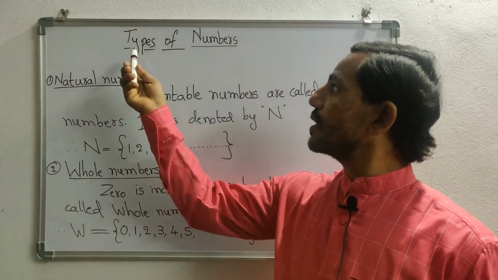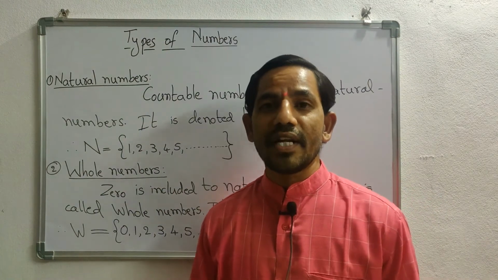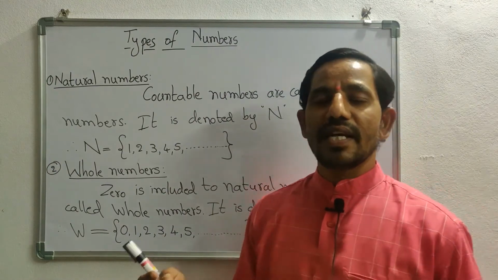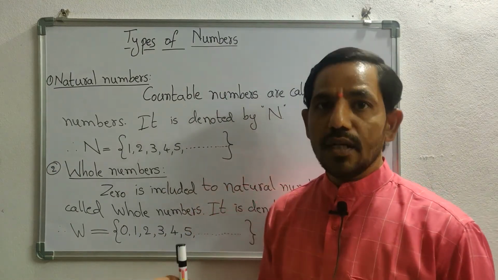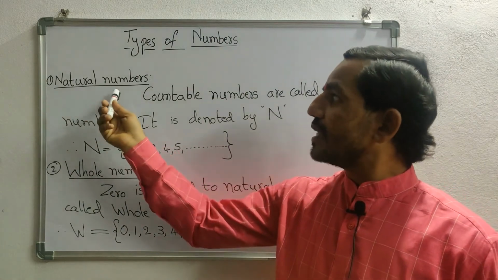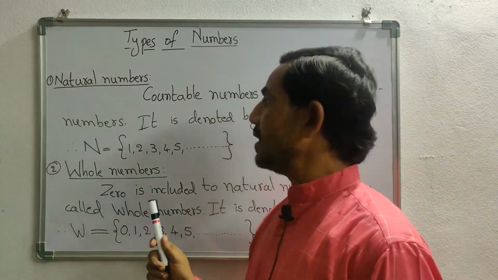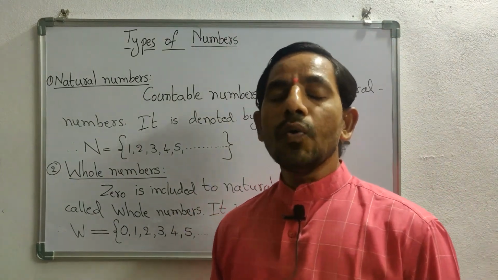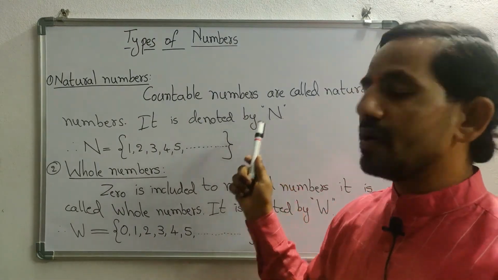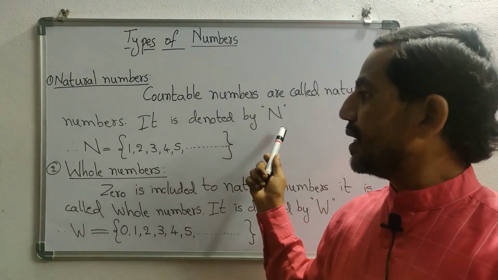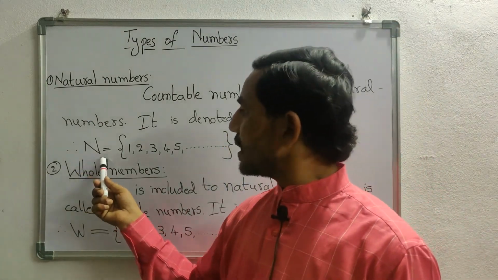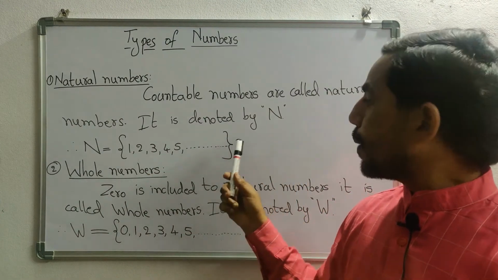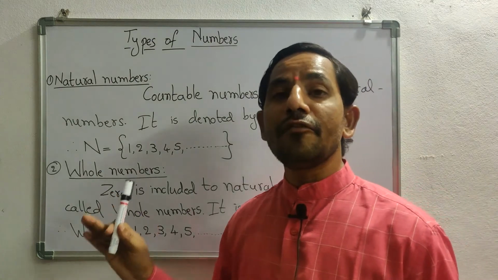Today we are discussing types of numbers. There are so many types of numbers, like natural numbers, whole numbers, integers, rational numbers, real numbers, irrational numbers, like that. First of all we are discussing the natural numbers. Natural numbers means countable numbers. It is denoted by capital letter N. N is equal to natural numbers 1, 2, 3, 4, 5, 6 and so on. Up to how much, we don't know. There are infinite numbers.